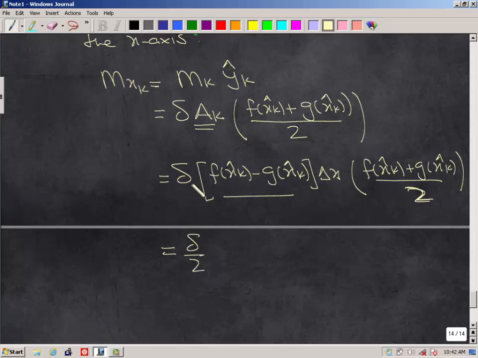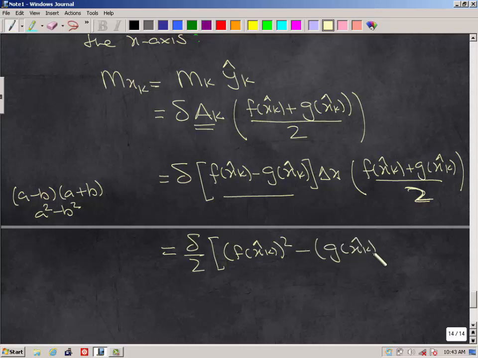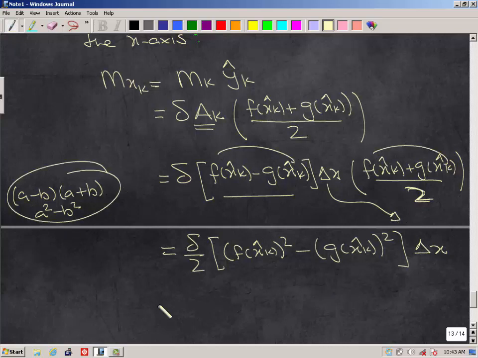If you think about it, isn't this kind of like a minus b and a plus b? Instead of a we have f of x hat sub k, instead of b we have g of x hat sub k. So we can write this as what? A squared minus b squared. So that's what we're going to do. So we get f of x hat sub k squared minus g of x hat sub k squared, and then we have this delta x that's left. So I multiplied these two things to get that. So that is m sub x sub k for the kth rectangle.